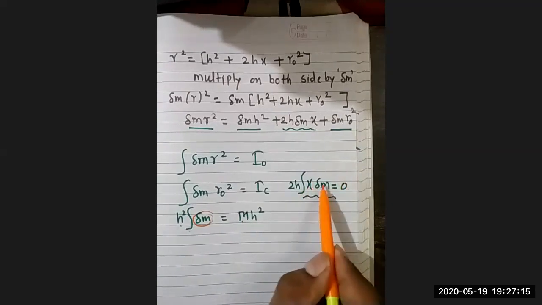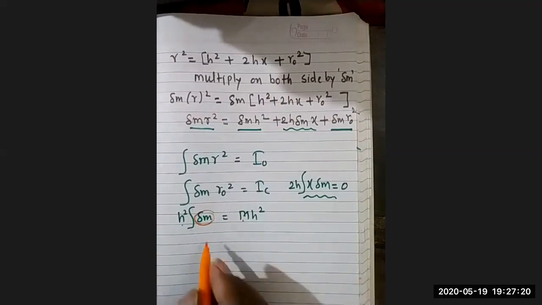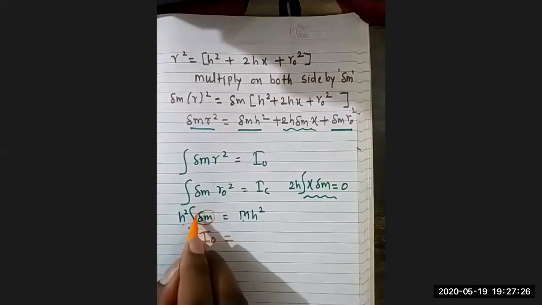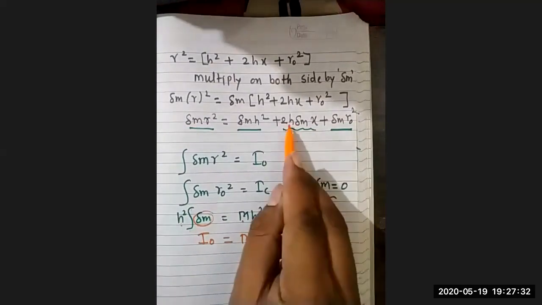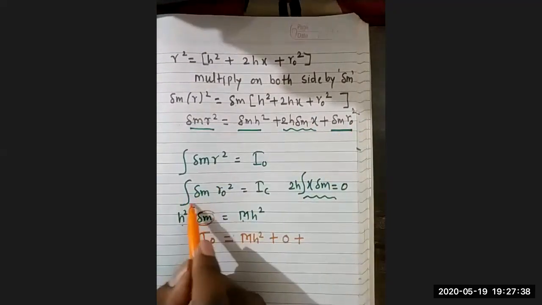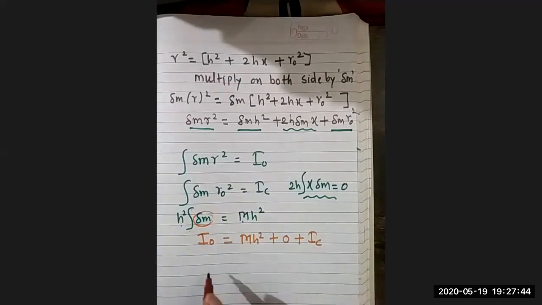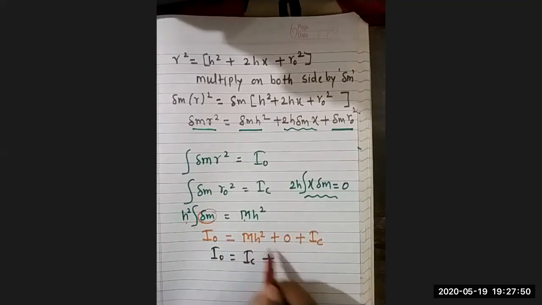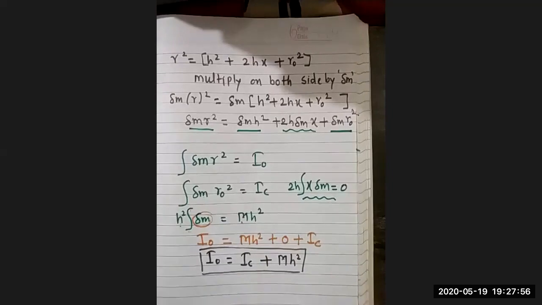This term is always 0. If you place the values over here, the integration of delta M into R square will be equal to I0. So I0 will be equal to the integral of delta M into S square, which is M H square plus this term, which is equal to 0, plus delta M into R0 square. Integration of delta M into R0 square is equal to IC. So the final result is I0 is equal to IC plus M H square. This was the statement that we wrote first.